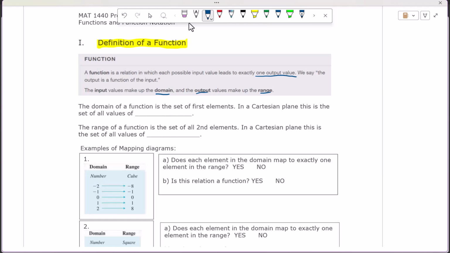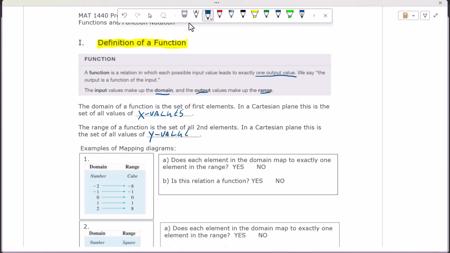So the domain of a function is the set of the first elements in a Cartesian plane, meaning when we graph, this is the set of all x values. And the range of a function is the set of all second elements. So if we graph something in an xy plane, known as the Cartesian plane, the range is really the y values.